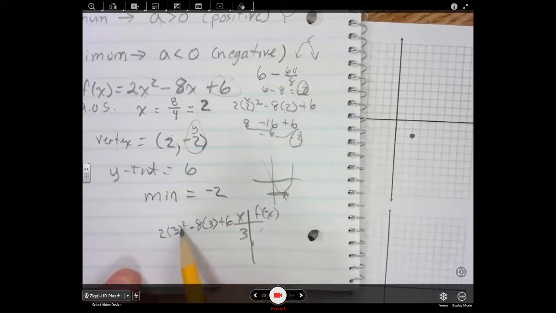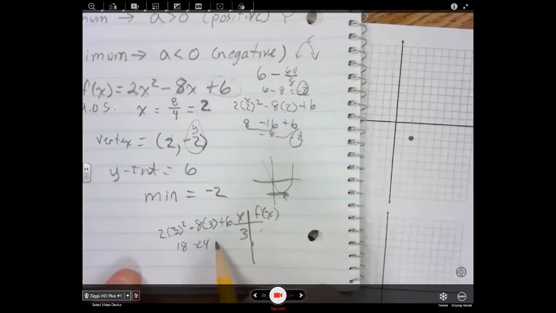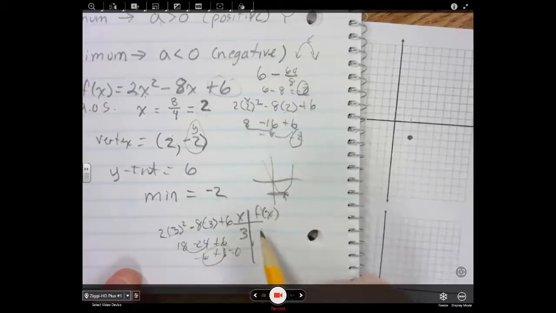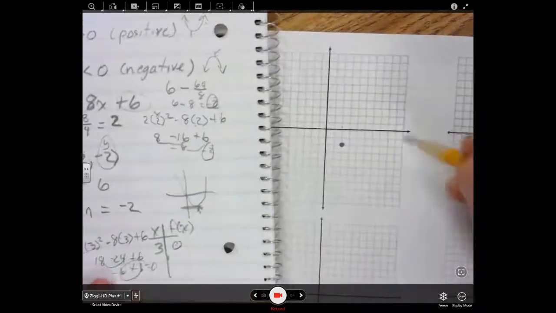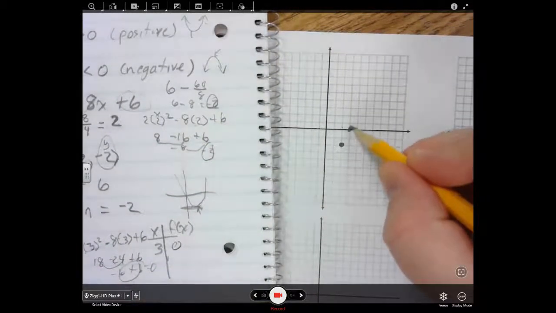So 3 squared is 9. 9 times 2 is 18. Negative 8 times 3 is negative 24. And then I have a plus 6. 18 minus 24 right here is going to give you negative 6, plus 6. And it turns out that this is actually going to cross at 0. So actually that's one of my roots, one of my solutions. So I have (3, 0).